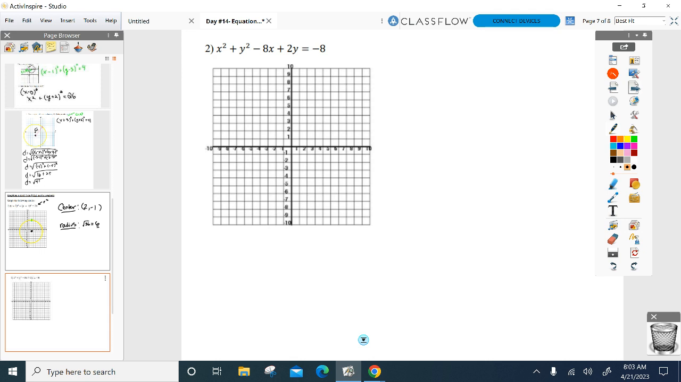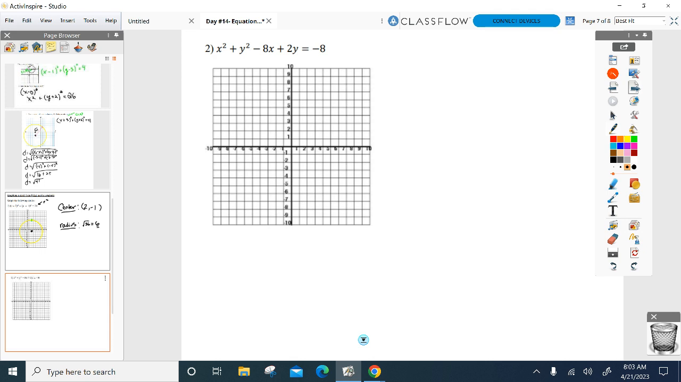But unfortunately, what don't we like? It's not in the form we've been using all class, right? Well, here's our job. We need to convert that equation into the one we've been using all day today, which is the (x - h)² + (y - k)² = r².